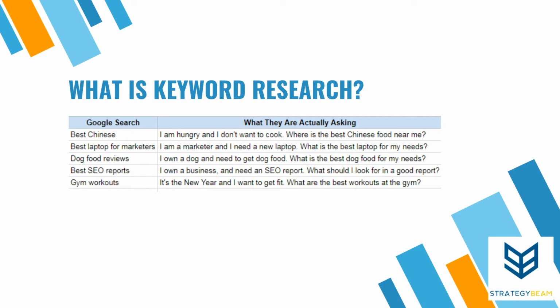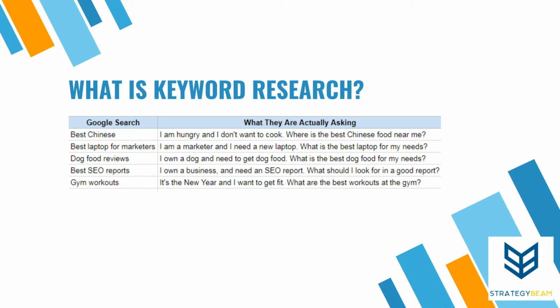But let's say you're a marketer looking for a new laptop. You might go to Google and type in something along the lines of, I'm a marketer, what's the best laptop? And what this search query shows is that, one, you're a marketer, you need a laptop, and what's the best laptop for your needs? The same with dog food reviews. I have a dog, I need to get dog food, what's the best dog food? SEO reports, I own a business, I need an SEO report, what should I look for in that? And then gym workouts, which you see at the beginning of the year because people want to get fit, and they just don't know what to do.